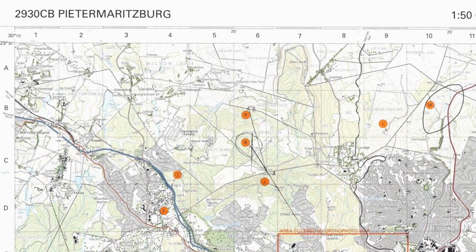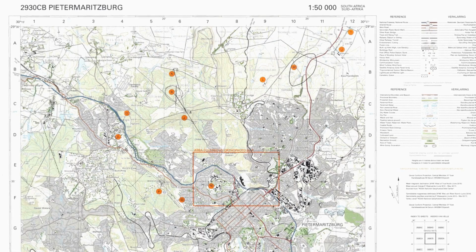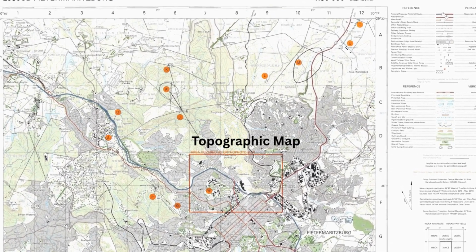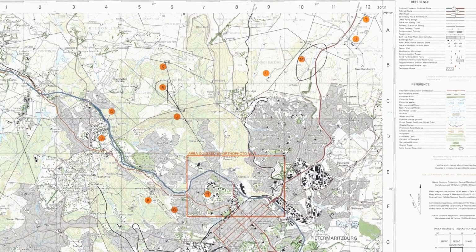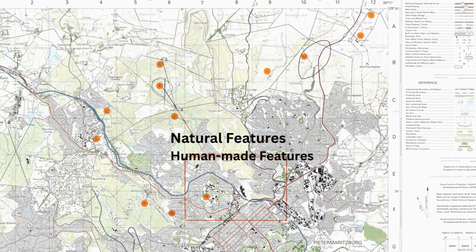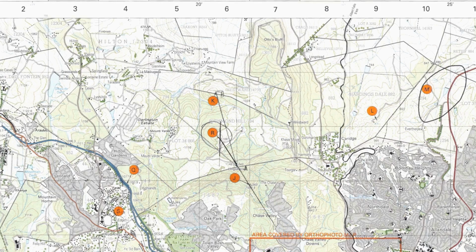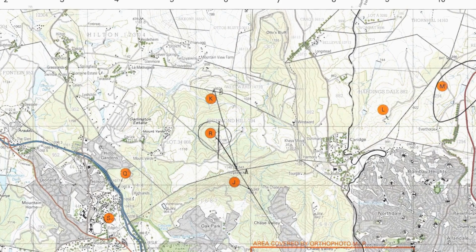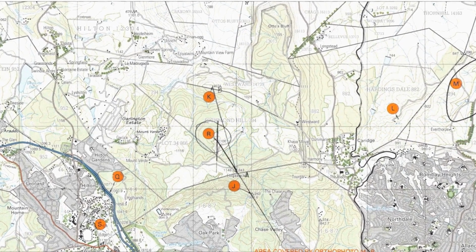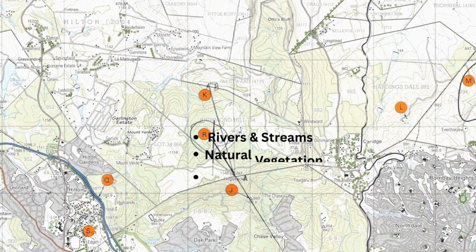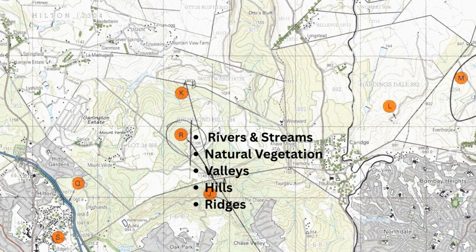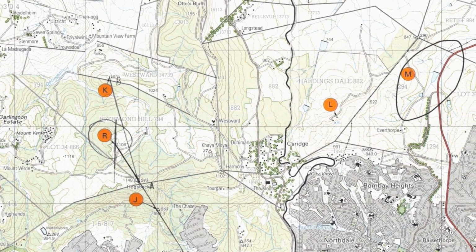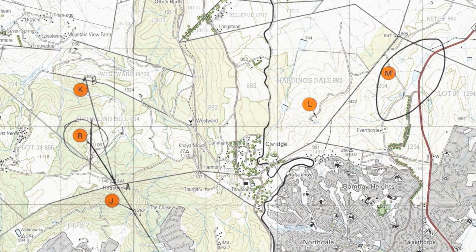Let's get started. First, let's talk about the type of map we are using. This is called a topographic map. A topographic map is a detailed map that shows both natural features and human-made features found in an area. Natural features are things that occur naturally in the environment. For example, if we look at the Pietermaritzburg map, we can identify rivers and streams, areas of natural vegetation, valleys, hills, and ridges. We can also identify landforms by studying the contour lines on the map.